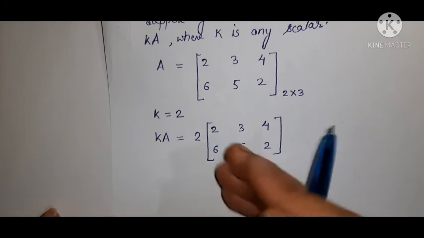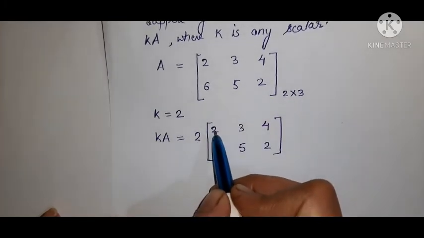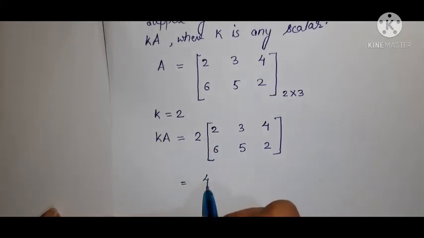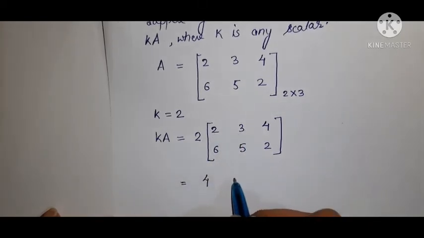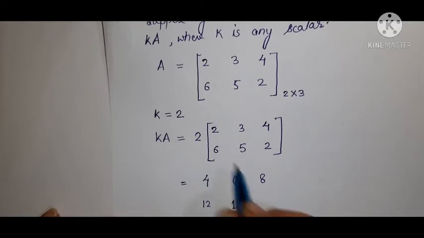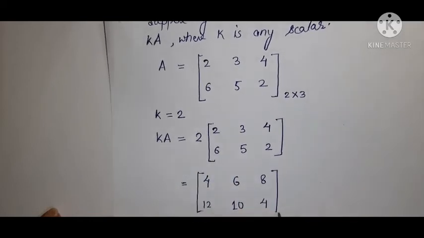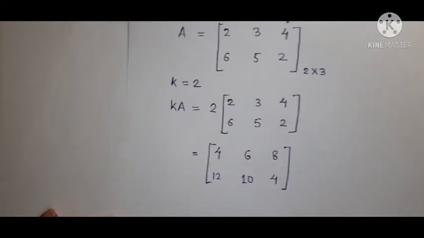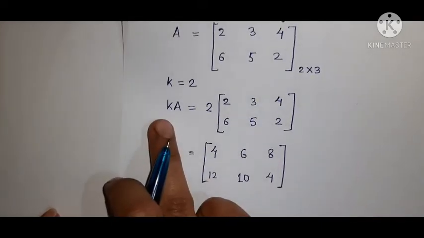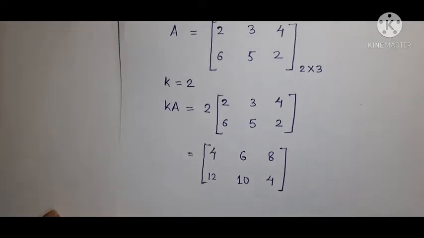Suppose you have 2. 2 is for the whole matrix. 2 into 2 you will get 4. 2 into 3, 6. 2 into 4, 8. Again 2 into 6, 12. 2 into 5, 10. 2 into 2, 4. So this is the resultant matrix after multiplying with the scalar K. So this is the scalar multiplication of a matrix.